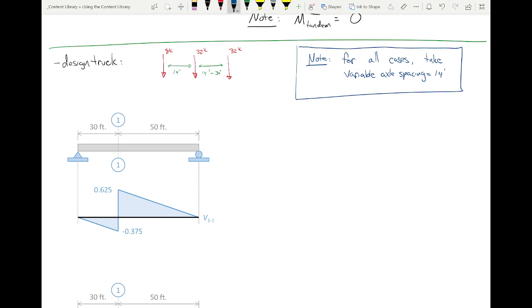Now, let's do a little bit of figuring here. So let's do like what we did before. We're going to do positive shears, okay? So we're going to be putting our truck over here, right? So I propose what we need is this value and this value. We need to know these values on the influence line, where that's 14 feet and 14 feet respectively. So how are we going to do that?